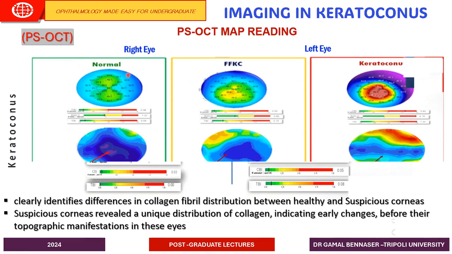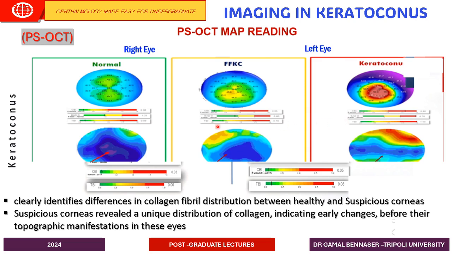For example, this is a normal patient, this is a form fruste keratoconus, and this is a keratoconus patient. These are the traditional tomography maps that you can see. This is a normal patient, this is a form fruste, and this is keratoconus.